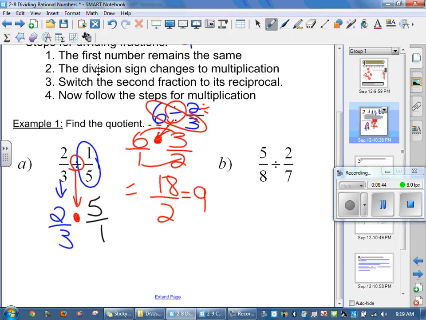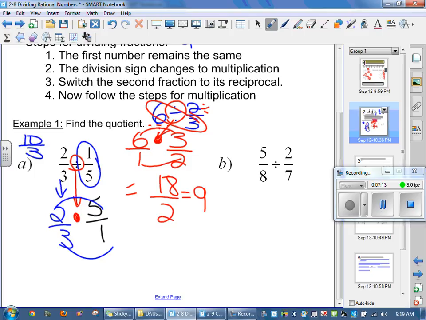Now I just use my multiply rules. I'm going to multiply my tops to get 10. Multiply my bottoms to get 3. So I'm going to have 10 over 3, and I see if it will reduce. 10 over 3 does not reduce. So you leave it as an improper fraction. You do not change to a mixed number unless it's a multiple choice and the answers are in a mixed number, or unless the question asks you to change it. Okay? Let's try B.